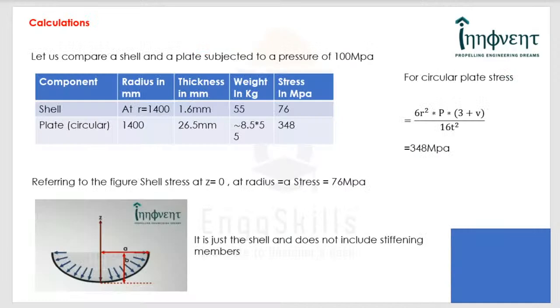Now, let's come to the mathematical understanding of it. Here I have assumed a circular plate and I have assumed a shell, and the students who are attending can attempt this calculation on an XLS and carry out a parametric study. And here you can see that the stress experienced by the shell is 76 megapascal, whereas that of the plate is 348. And look at the weight of the shell and look at the weight of the plate. It is 8.5 times that of the weight of the shell.